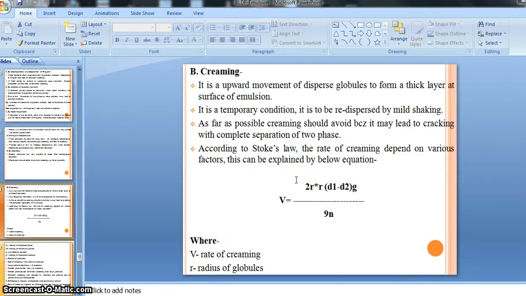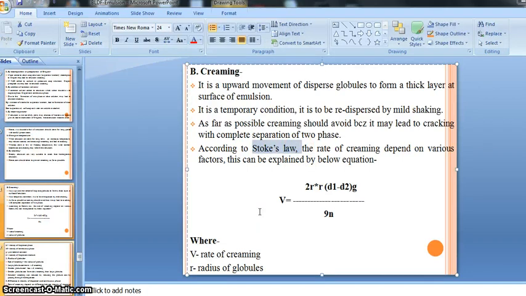So by this way, by using the Stokes law, we can easily determine the rate of creaming of our preparation, right? Creaming is the upward movement of our dispersed globules to form a thick layer at the surface of our emulsion. If we see this kind of thing, at that time we will call our preparation a cream, right?